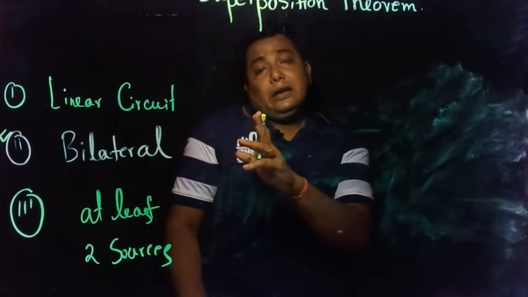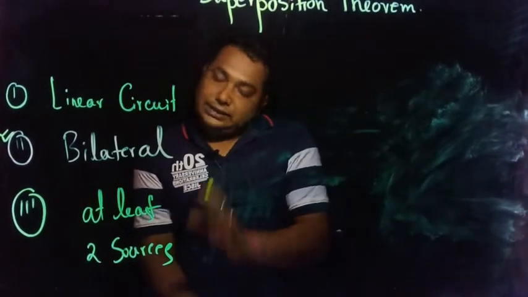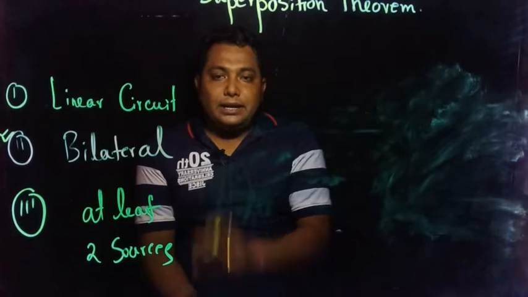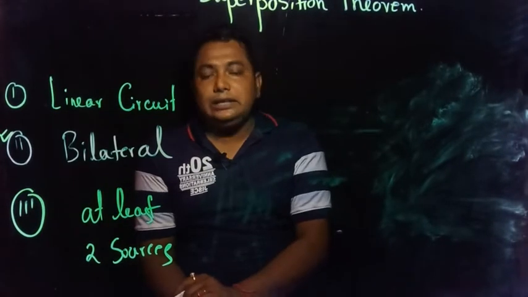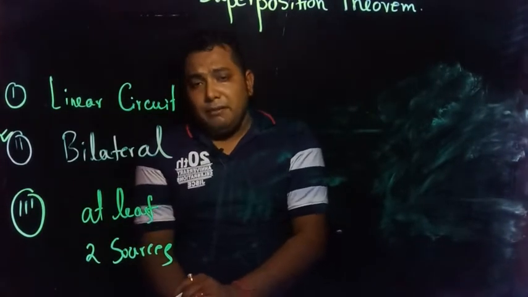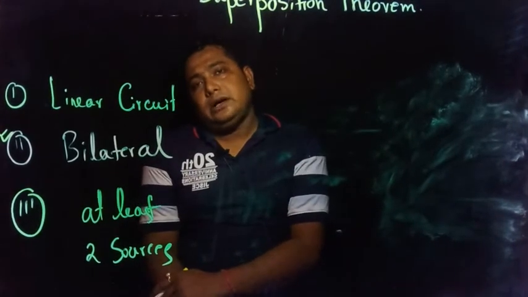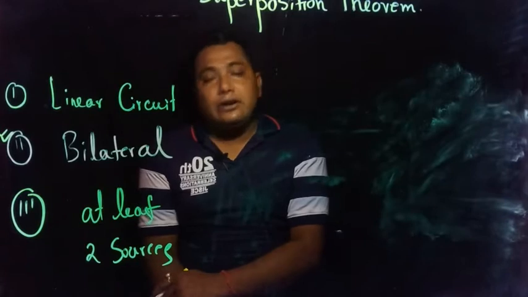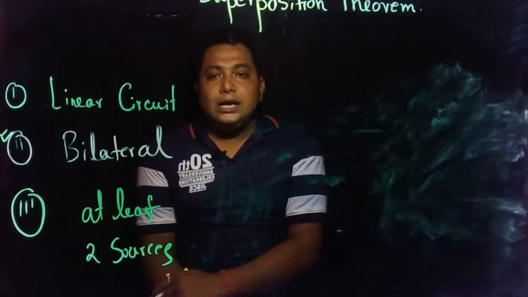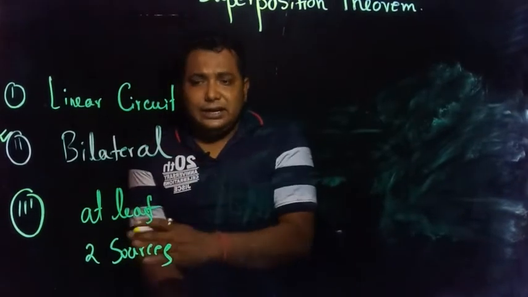That means if we have 1000 sources in a circuit, yes, we can apply the superposition theorem. But if a circuit has only one source, then we cannot apply the superposition theorem, because the superposition theorem tells us that a circuit which contains two sources or more than two sources, there only we can apply this superposition theorem. So these are the conditions.